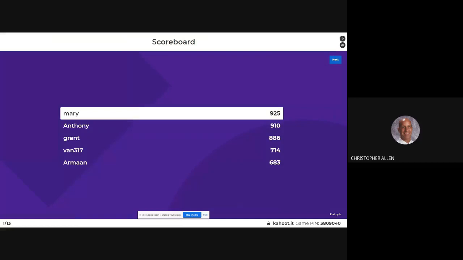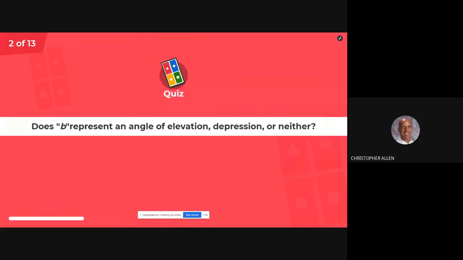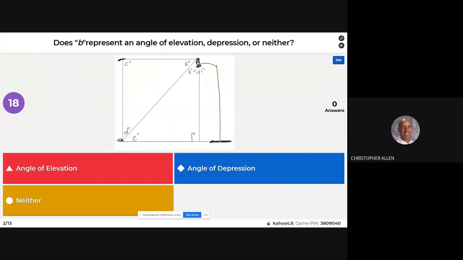Mary, you are in first place. Anthony, you are in second. Grant, you are in third. B represents an angle of elevation, an angle of depression, or neither.